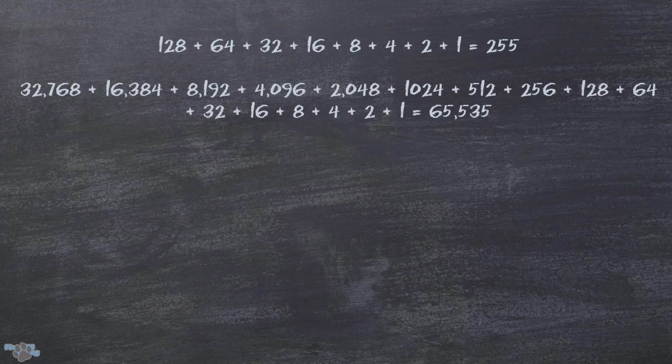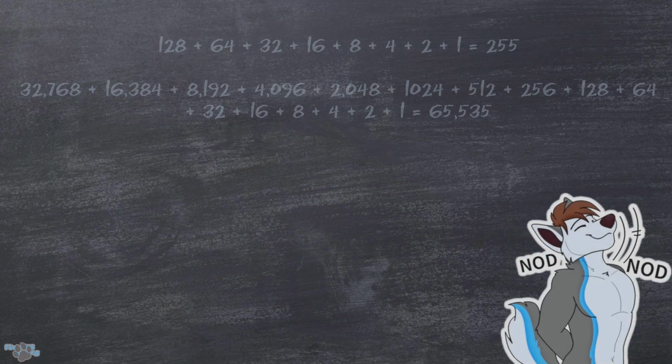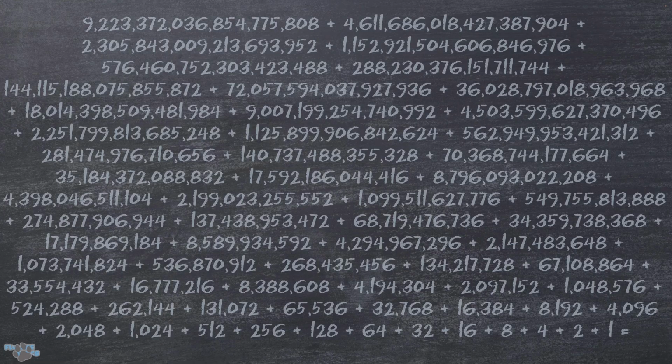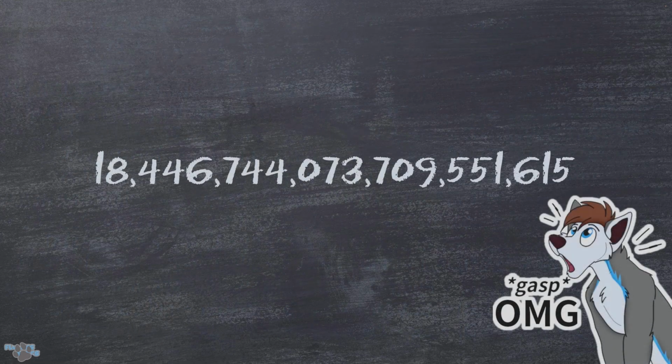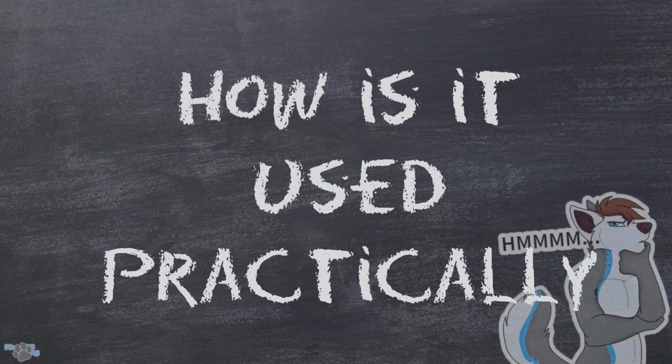16 bits, we can count to 65,535. A lot more for just double the amount of bits. And for 64 bits, which is 18 quintillion, 446 quadrillion, 744 trillion, 73 billion, 709,551,615. Nailed it.